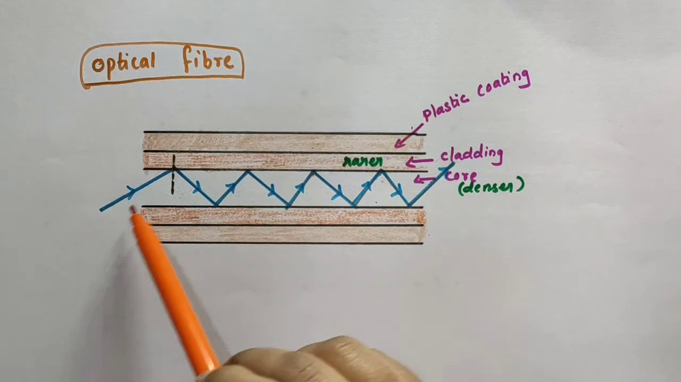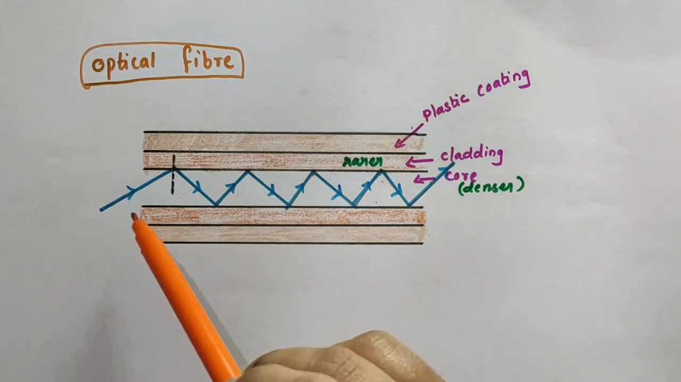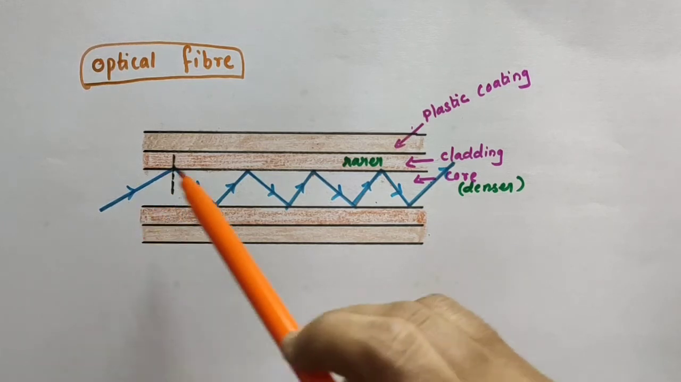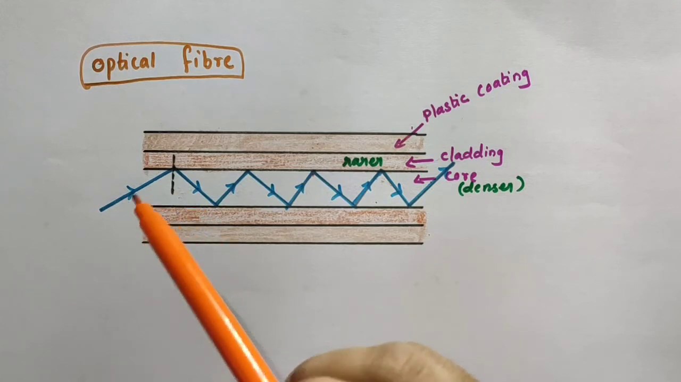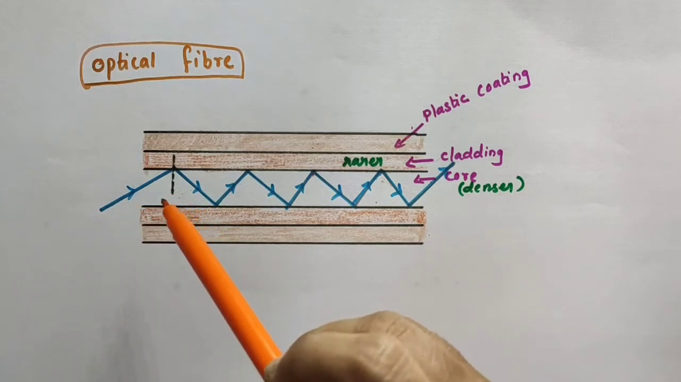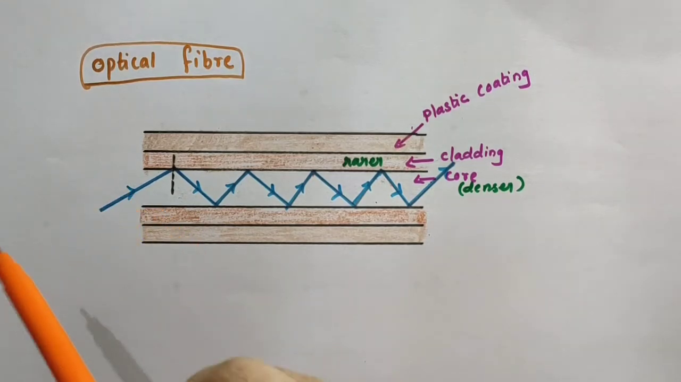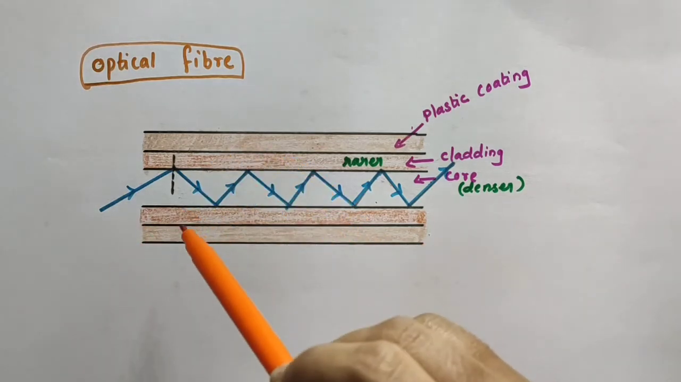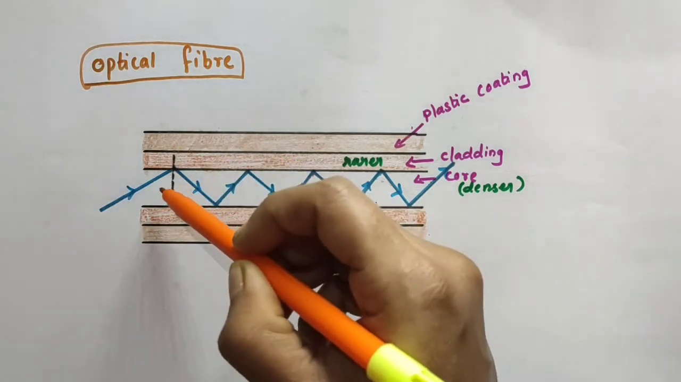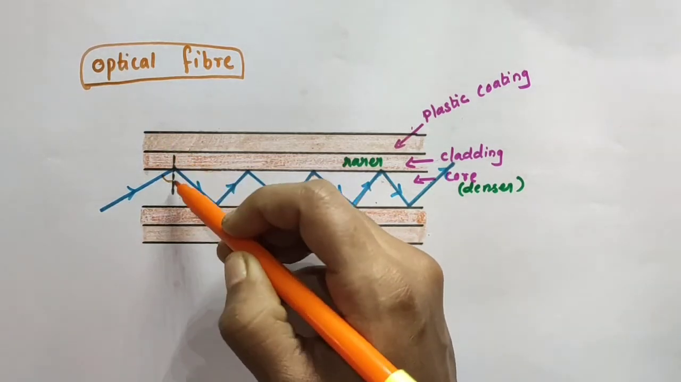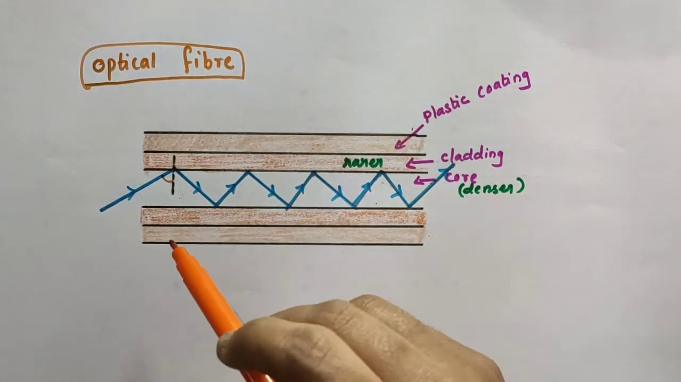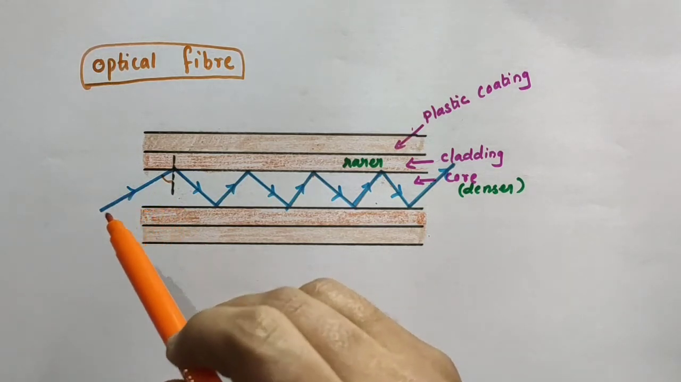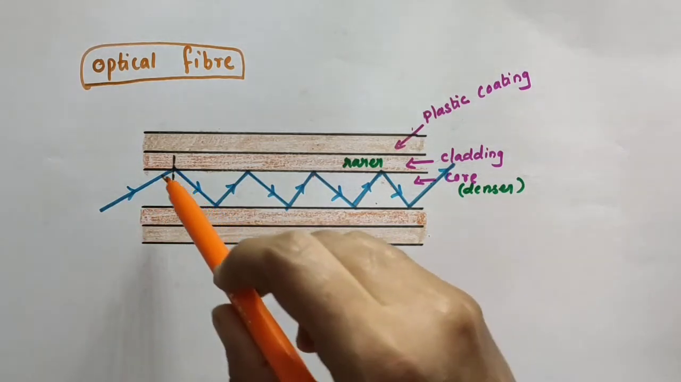When a light ray enters the core, the light ray refracts and enters the core. The optical fiber is designed so that the light enters the core in such a way that the angle of incidence, that is, the angle between the incident ray and the normal drawn at the point of incidence, is greater than the critical angle. So total internal reflection takes place.